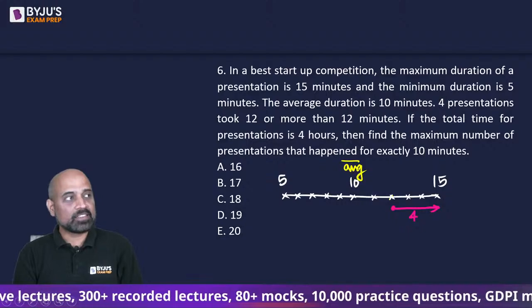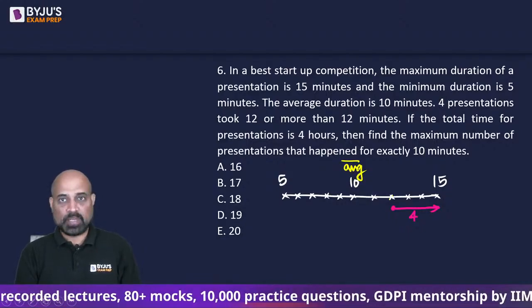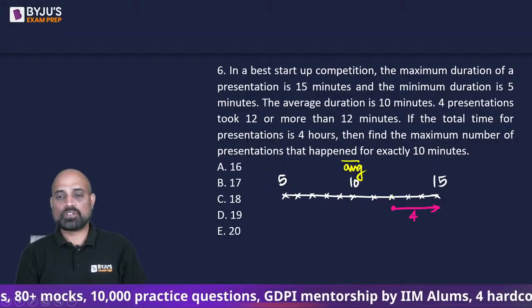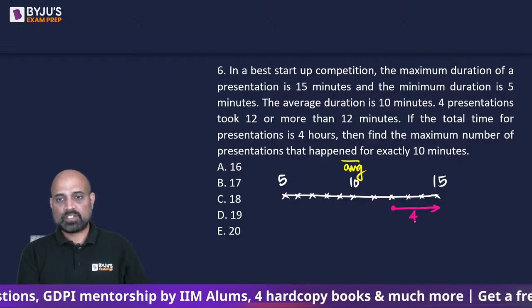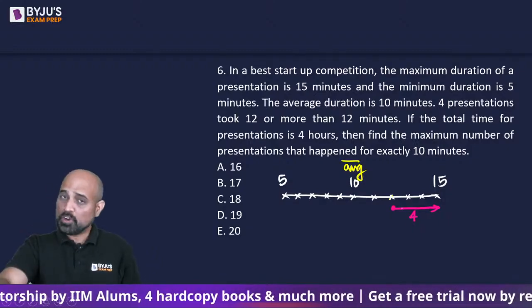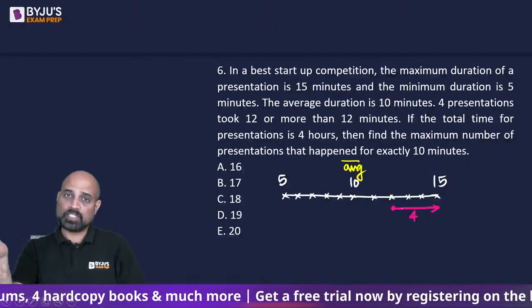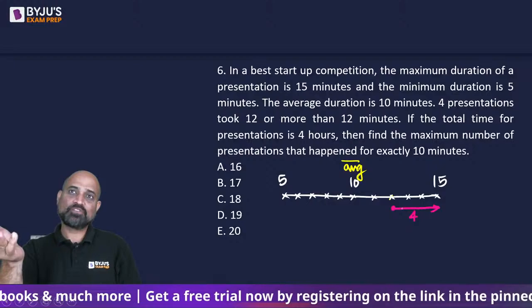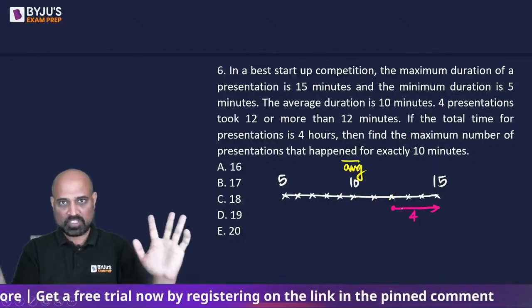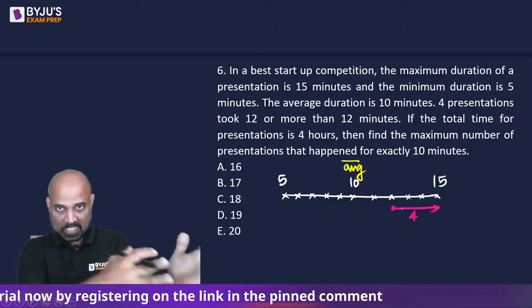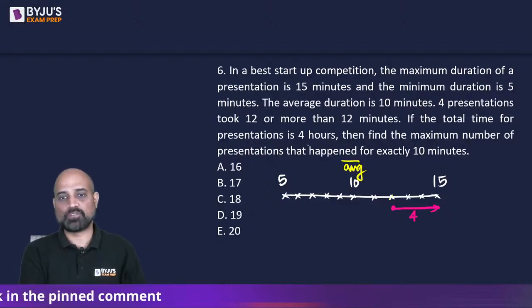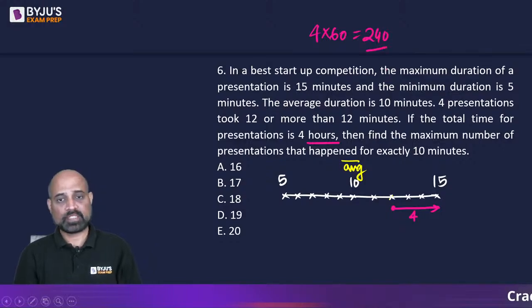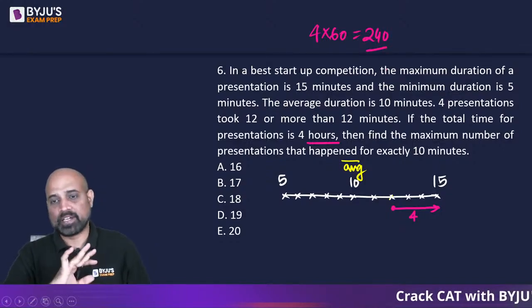The second thing is, since we need the sum to be minimum, if this is 4, then for these 4 presentations that took 12 or more than 12 minutes, the sum of minutes of the 4 plus whatever presentations we are going to calculate should take the least amount of time out of those 4 hours. These 4 hours is actually 240 minutes. Okay? So our effort is to do it with the minimum.